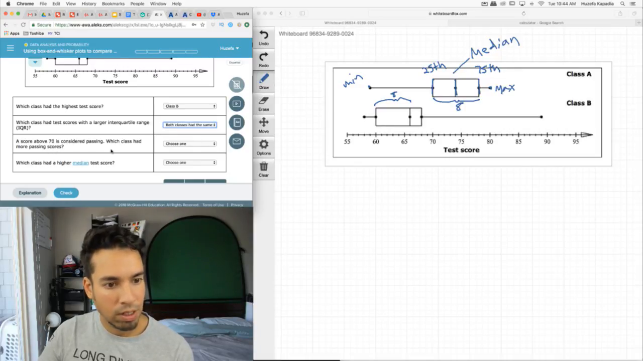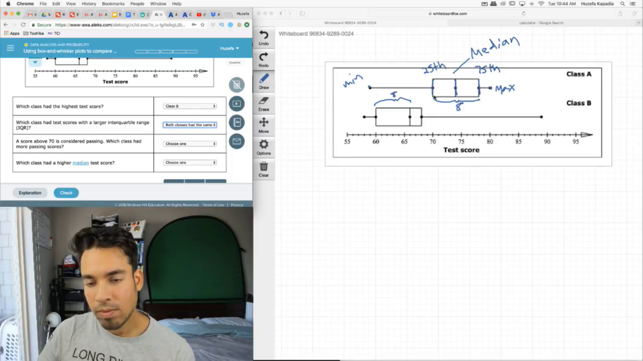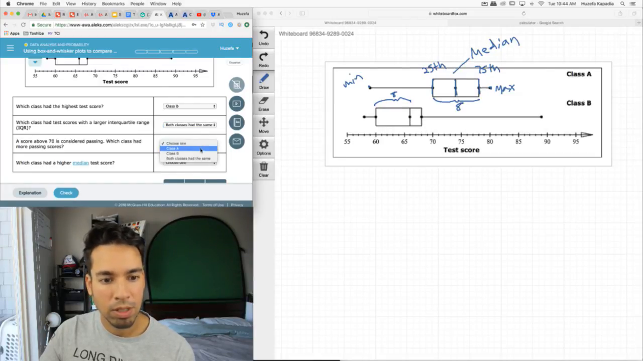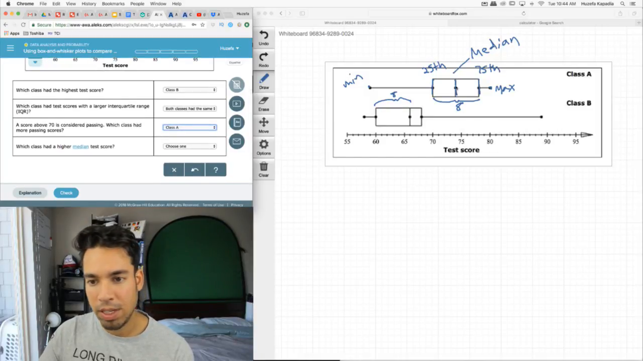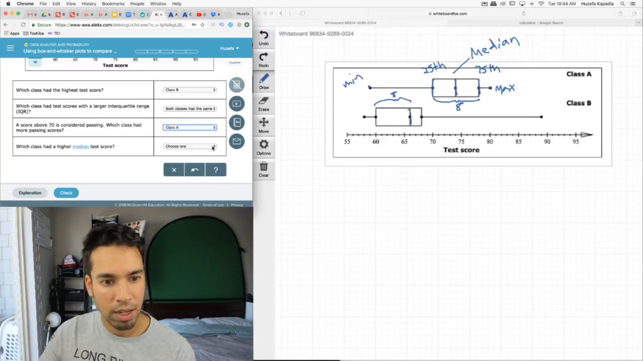A score above 70 is considered passing. Which class had more passing scores? Where's 70? So in this case, it looks here for class A, since this is the 25th percentile cutoff, it looks like 75% of the class got a 70 or higher. Here, it looks like less than 75% passed. So I'm saying class A did a lot better. Whoops, class A. Which class had a higher median test score? Median is this line right here and this line right here. Clearly this one is higher, so class A.